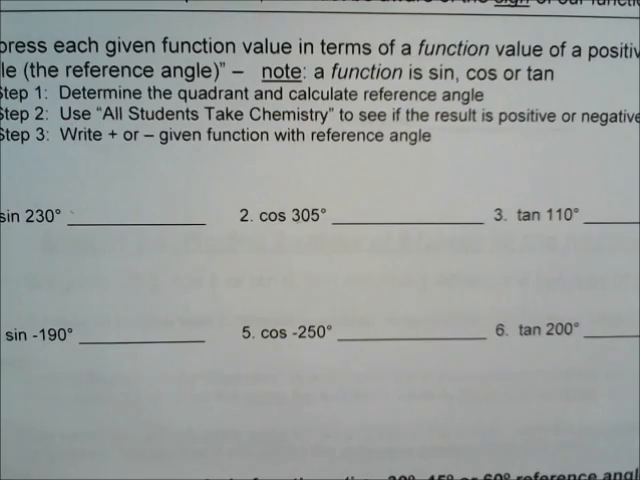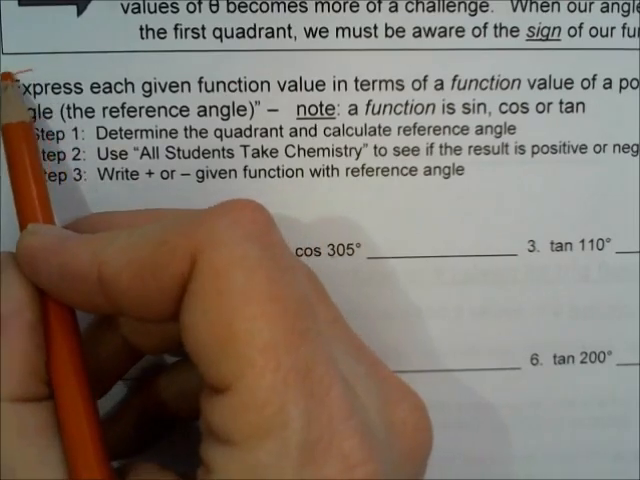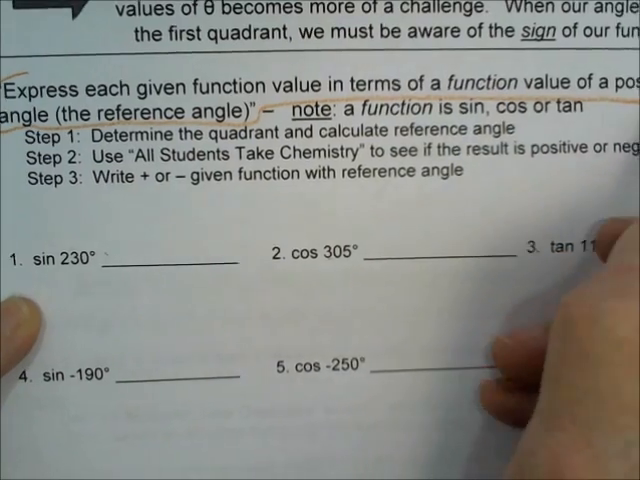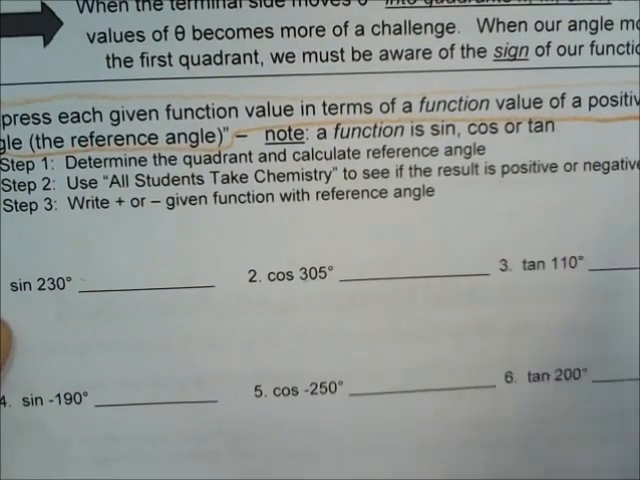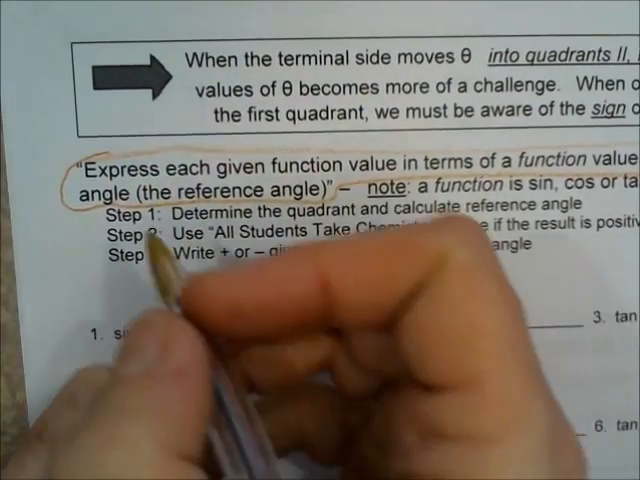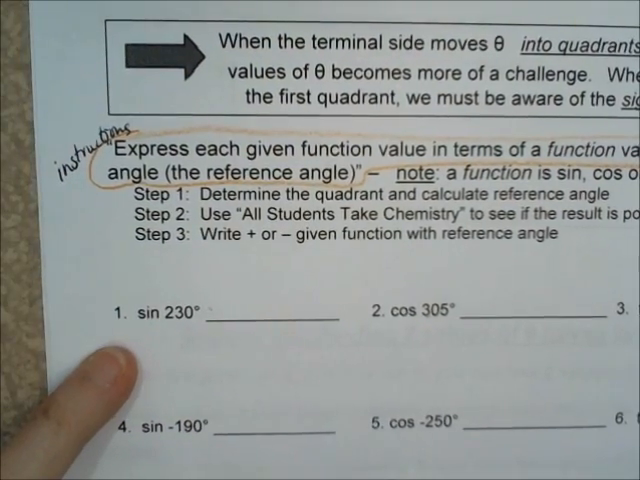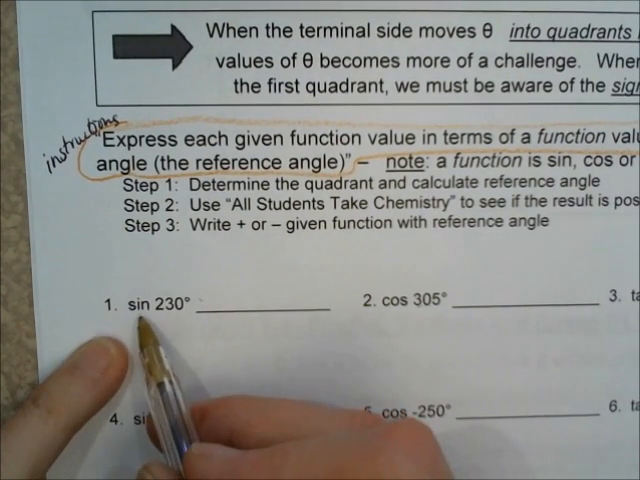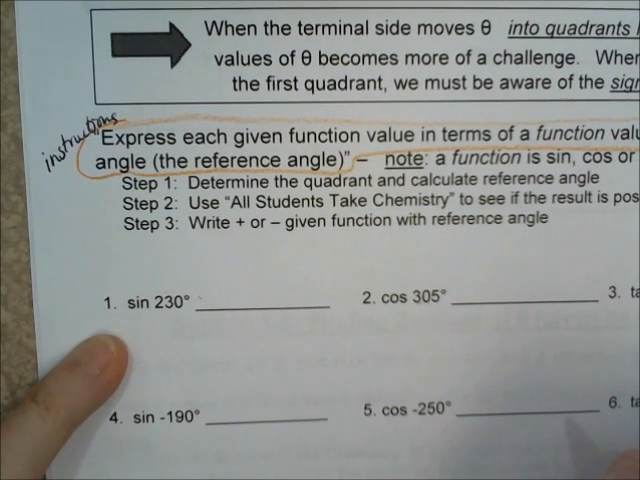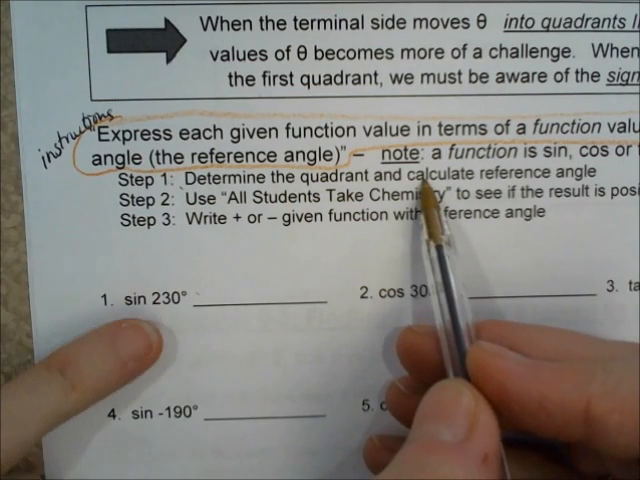So our instructions, and you'll see tomorrow in the textbook, are going to say: express each given function in terms of a function value of a positive acute angle. These are the instructions in the exercises that we're going to be doing in class. We're actually not going to be finding the sine or cosine or tangent, because we could just plop those into our calculator and it would be really quick. But what we're going to do is figure out what quadrant, in step 1, these angles are in.